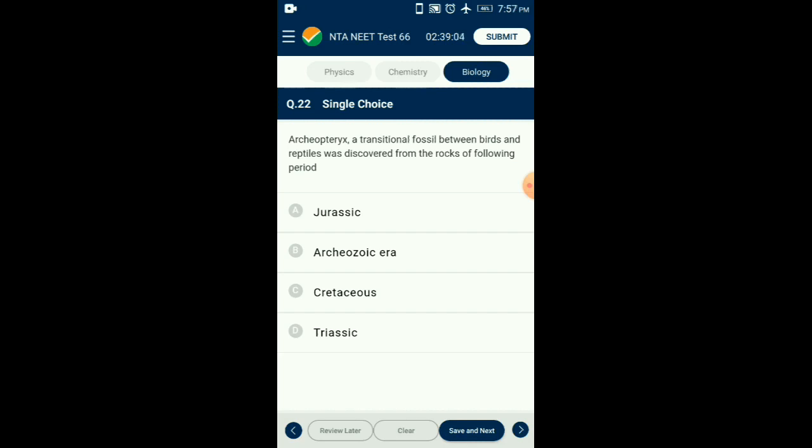Archaeopteryx, intermediate between reptiles and birds, originated towards the close of the Jurassic period. Archaeopteryx is a transitional fossil between dinosaurs and modern birds. Archaeopteryx lived around 150 million years ago during the late Jurassic period. So the answer is option A, Jurassic.